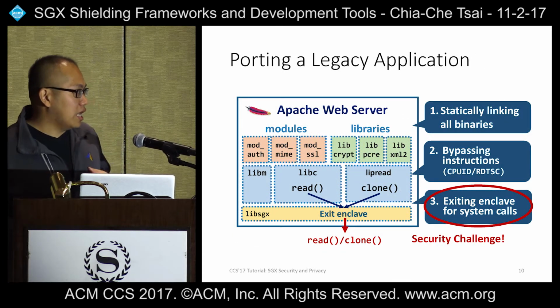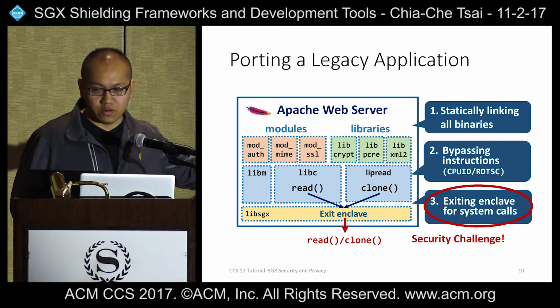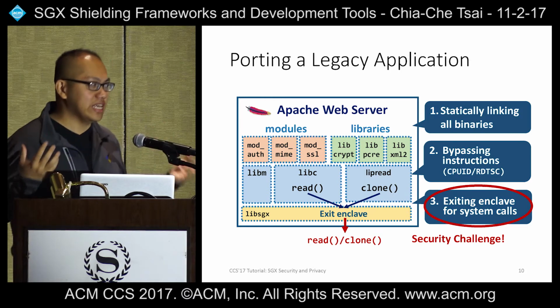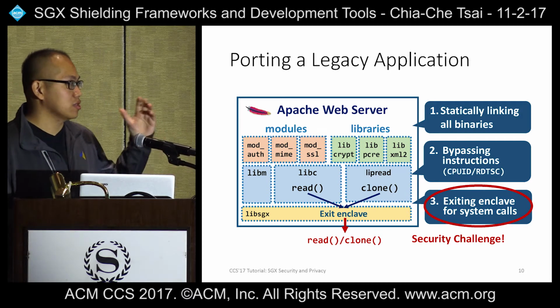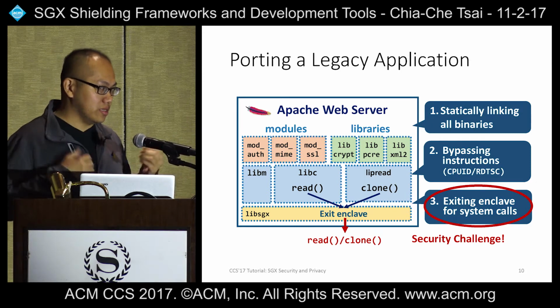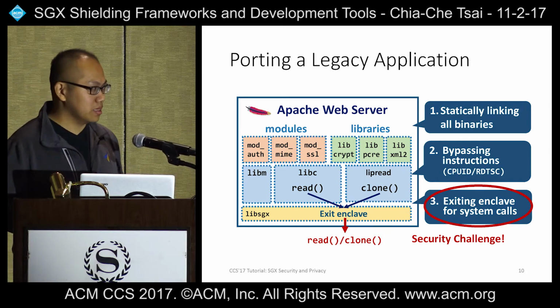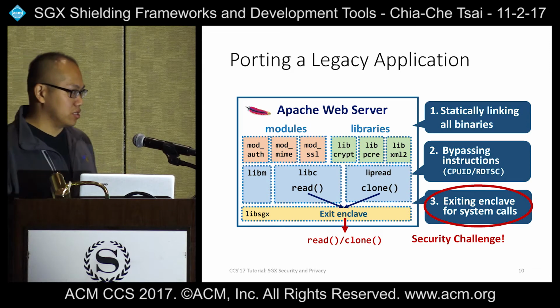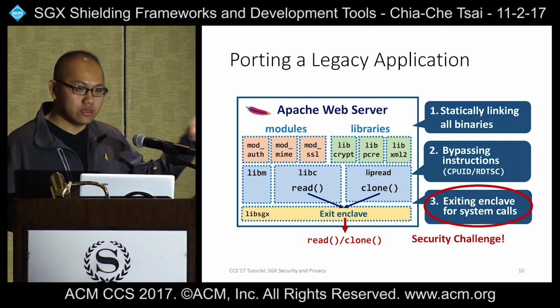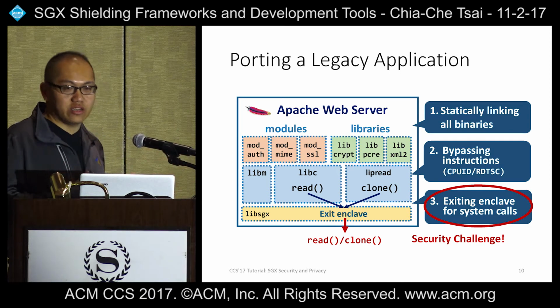For example, let's say you want to port Apache web server to an Enclave. Well, the first thing you have to think about is how do we statically link all the binary? It's difficult because Apache web server uses a lot of dynamic linking. They load all these modules and libraries, and you have to solve these problems. Second, you have to bypass some instructions like CPUID or RDTSC. These usually happen in libc or pthreads, and so you have to go in there and handle them.